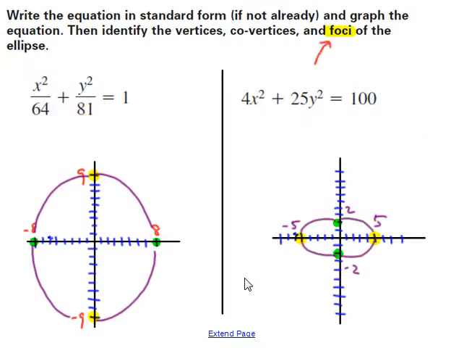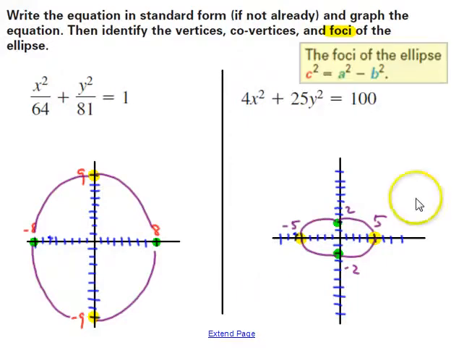Done. Now, finally, let's talk about foci. I keep putting it off, or focuses, as I call them. Well, I've just copied and pasted the rule here. C squared equals a squared minus b squared. C is the position of the focus, just as a is the position of the vertex, b is the position of the co-vertex, c is the position of the focus.